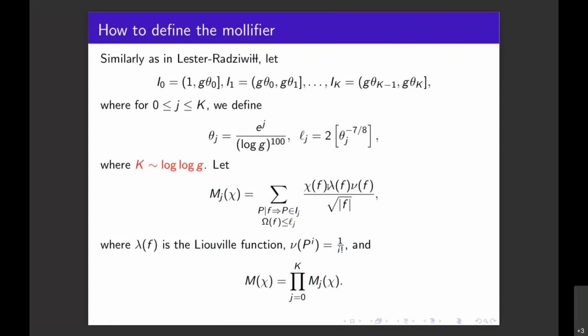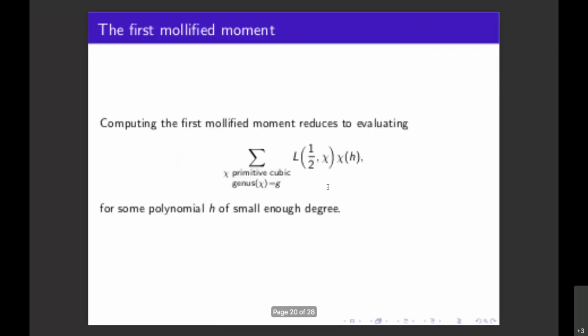Okay, so this is all I'm going to say about this part of the proof. This is the sharp upper bound for the second mollified moment. Now I want to talk about the first part of the proof, which uses completely different techniques. Now we are computing the first mollified moment. So we have our choice of mollifier. I showed you what the mollifier is.